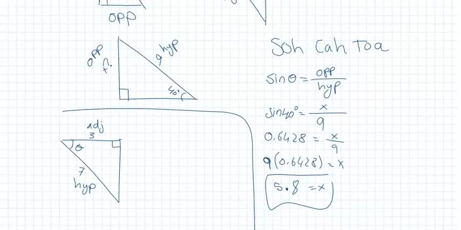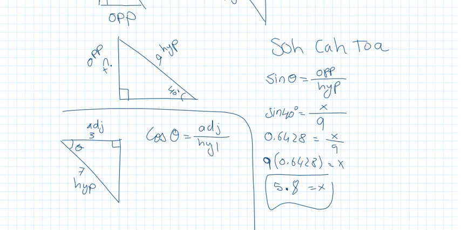So which one do I use? Cosine. Because I know the adjacent and the hypotenuse. And the one that has A and H is cosine. Okay? So that means cosine of the angle is adjacent over hypotenuse. Cosine is 3/7. All right. So what am I looking for? Angle. How do I solve for the angle?